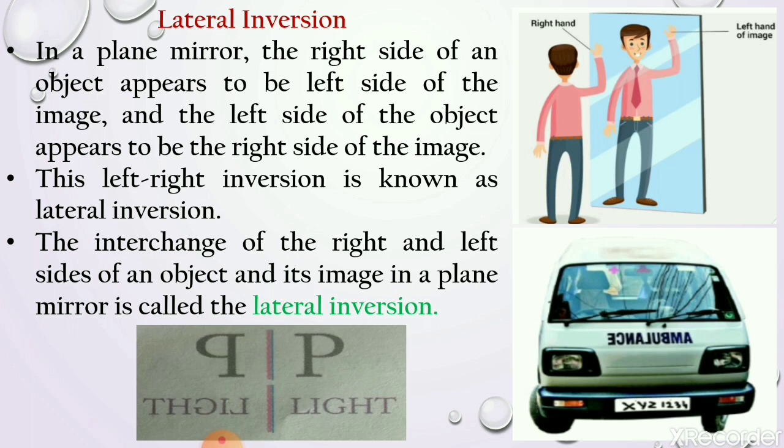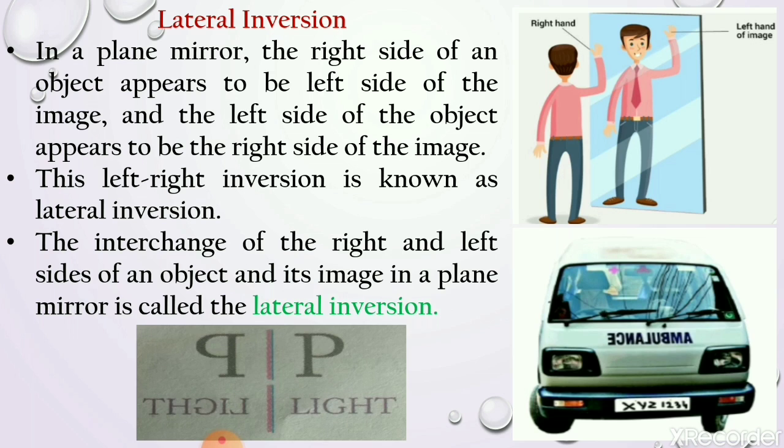So this left-right inversion is lateral inversion. It means the interchange of the right and left sides of the object and its image. This thing happens in the plane mirror only. There is an interchange of the right and left sides of the object and its image. It is called lateral inversion.